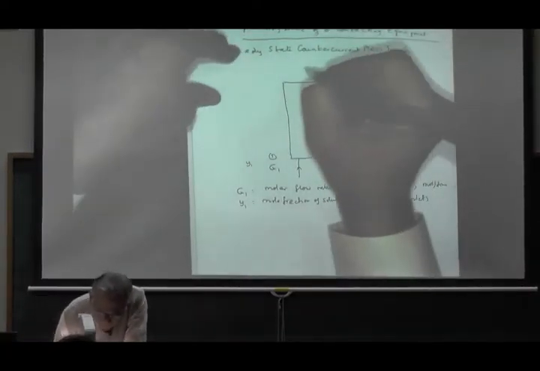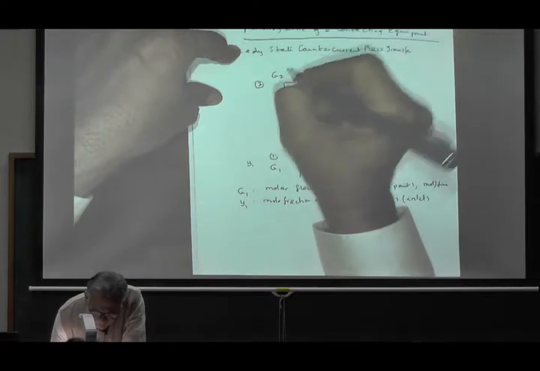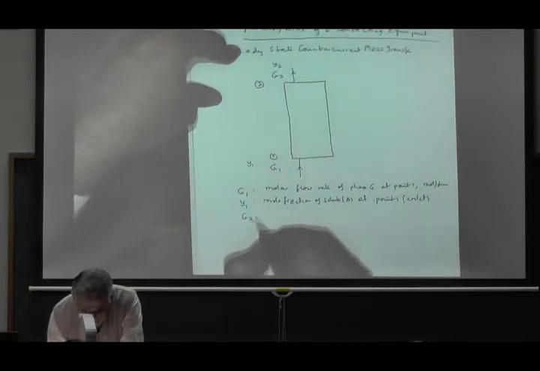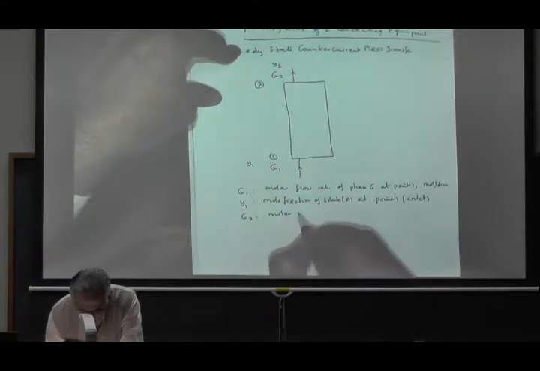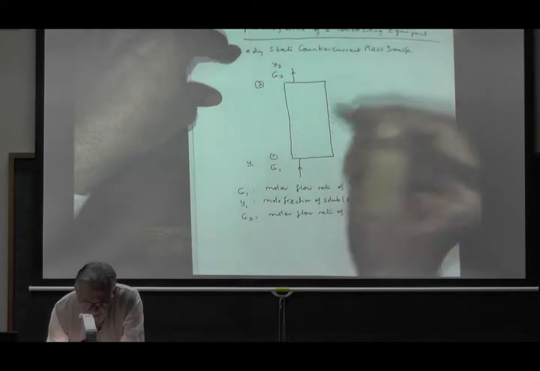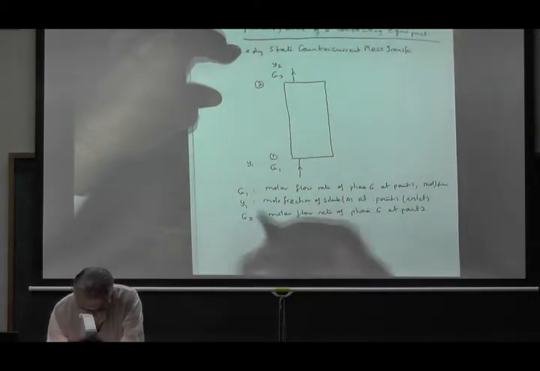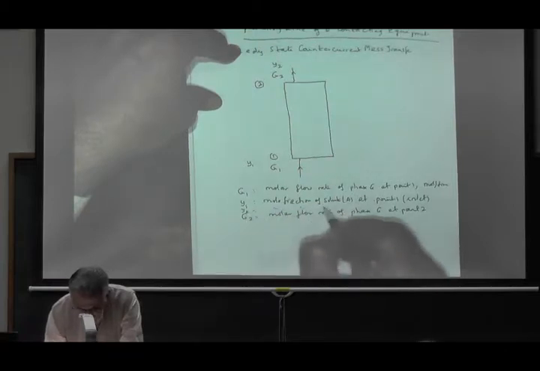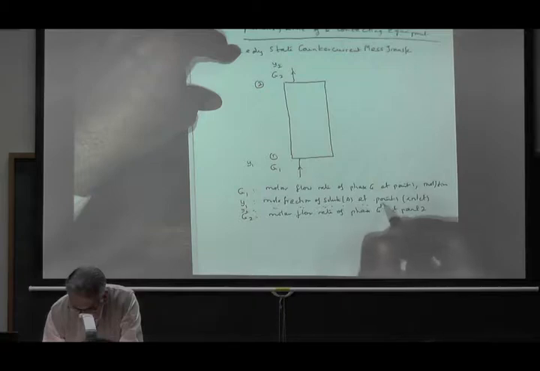Similarly, we have G2 here. This is point 2. This is G2 and y2. Same thing: G2 is the molar flow rate of phase G at point 2. And same thing for y2. Similarly, y2 is the mole fraction of solute A at point 2.